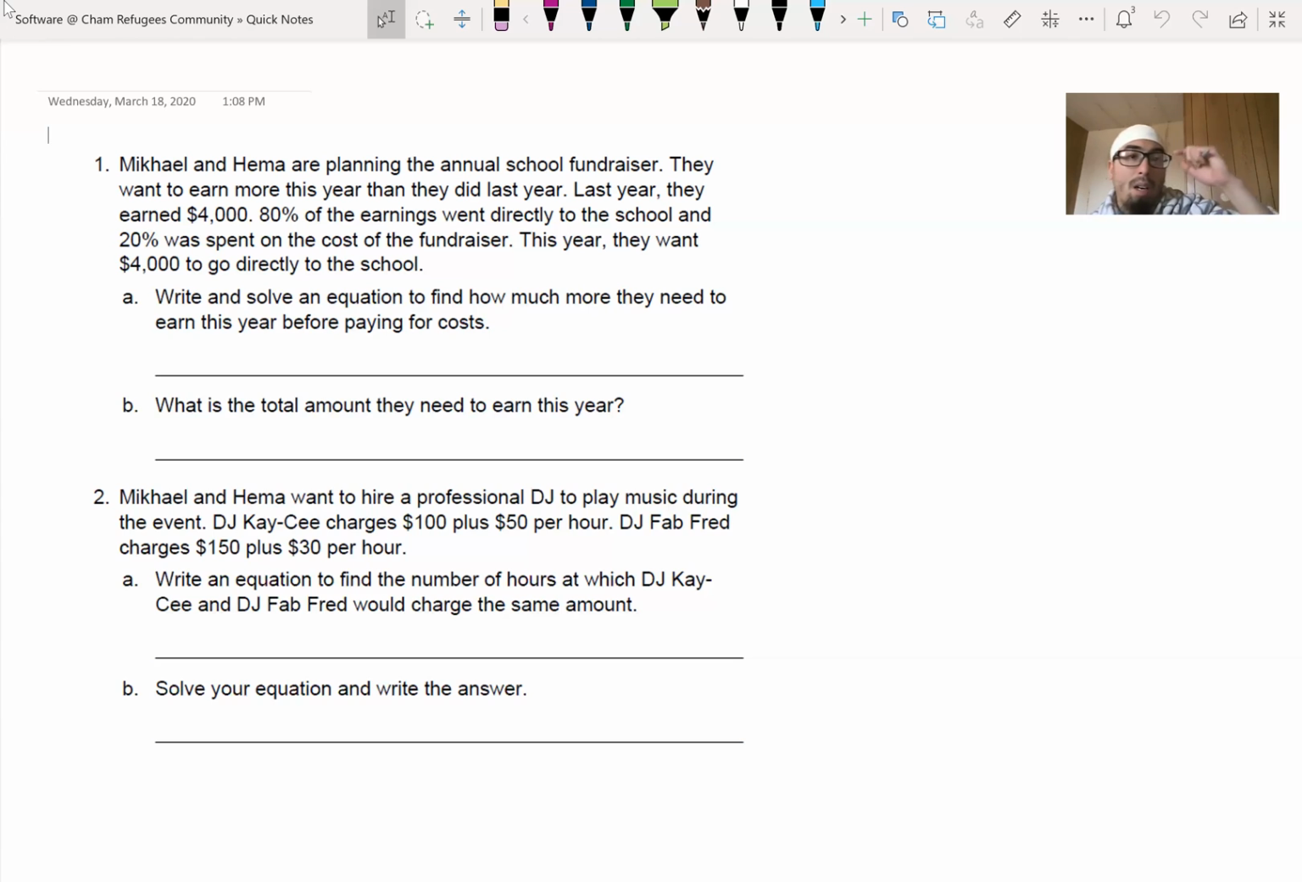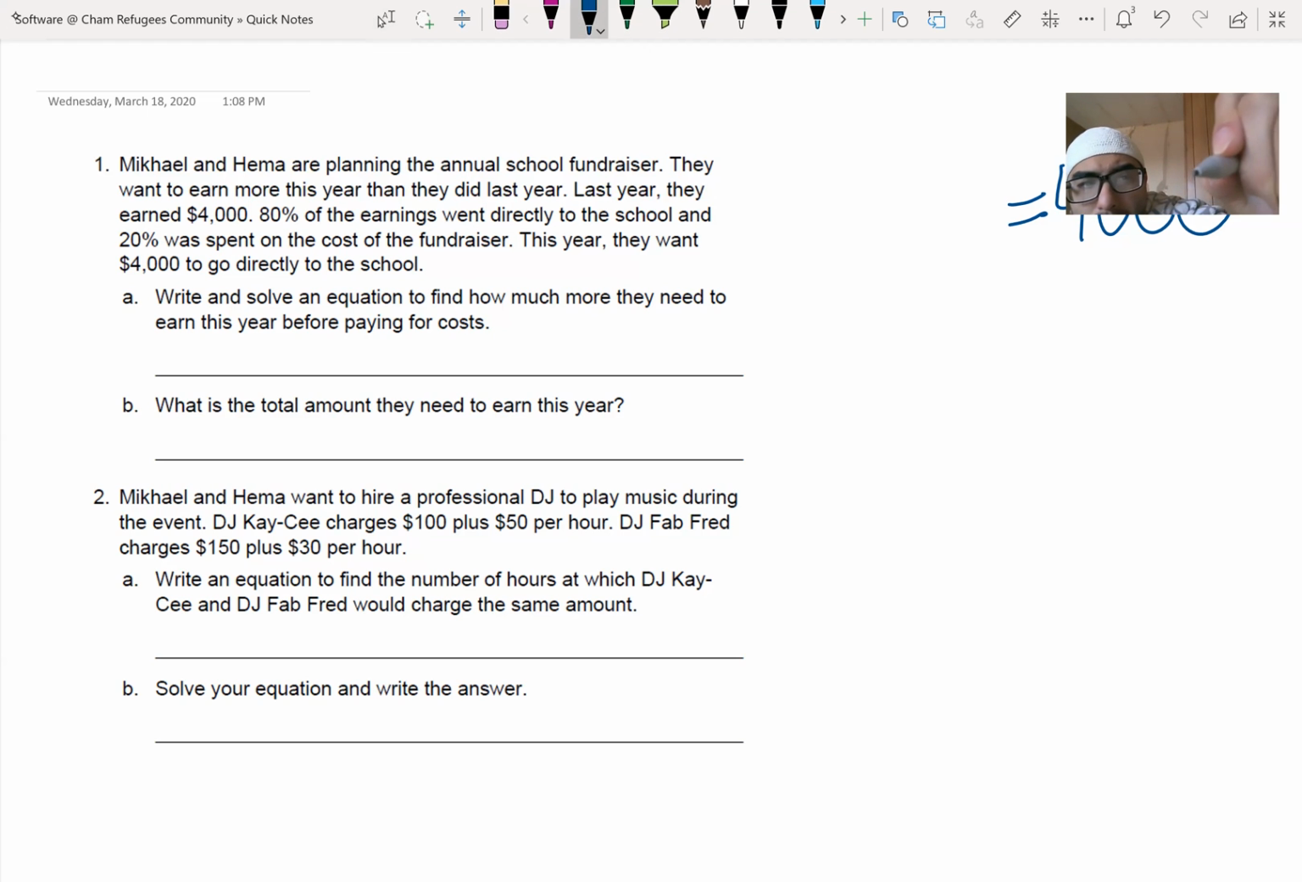Let's see. Michael and Hema are planning the school fundraiser. They want to earn more this year than they did last year. Last year they earned $4,000. Okay, I get that part. 80% of the earnings went directly to the school, and 20% went to the cost of the fundraiser. This year, they want $4,000 to go directly to the school. So let's read A. It says, write and solve an equation to find out how much more they need to earn this year before paying the cost.